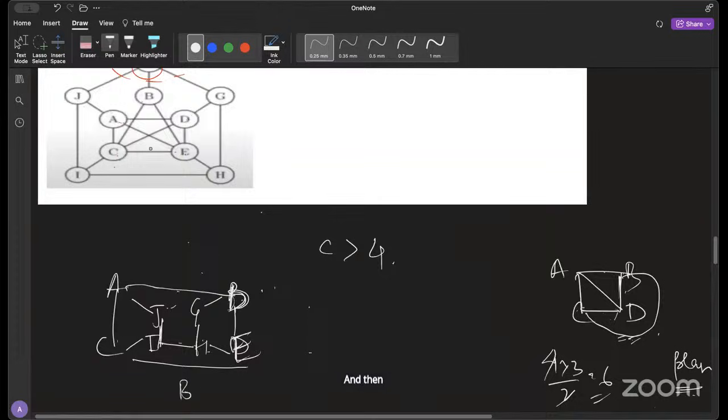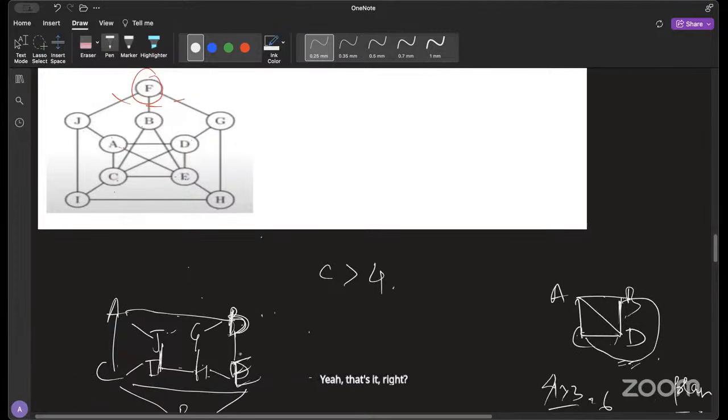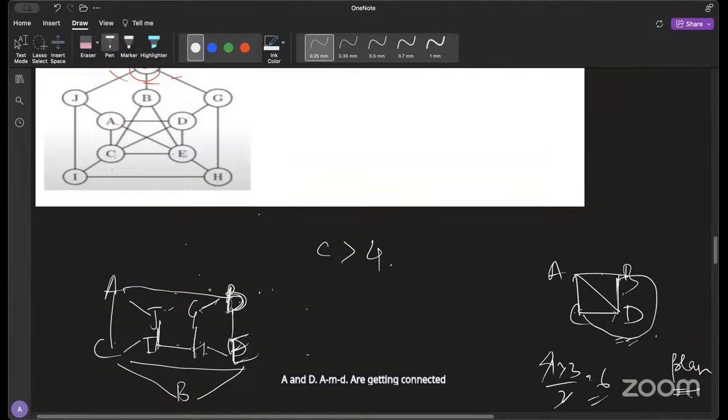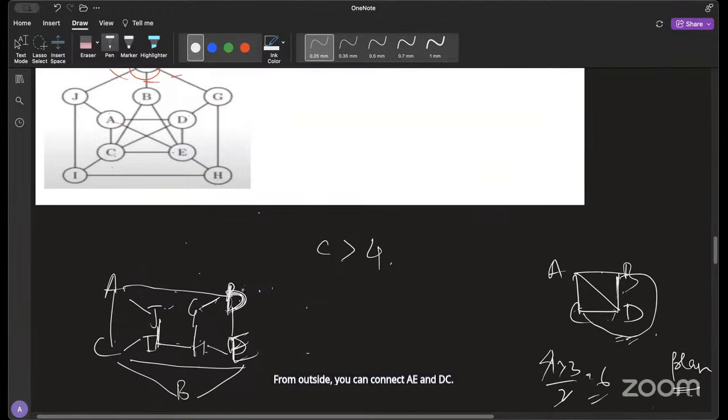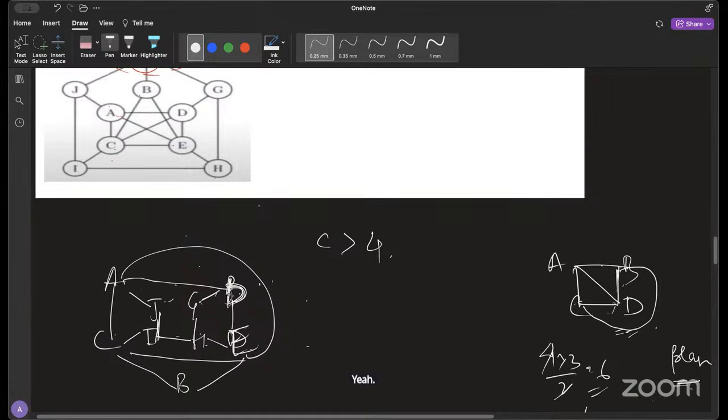And then B, you have to join with C. Yeah, it's working, I guess. E and... yeah, that's it, right? What edges are left that connect outside? AE, BC, A and D are getting connected, and D and C. A and D we've already joined, right? A and E, and D and C. We cannot connect them. Okay, so C will be a problem then.